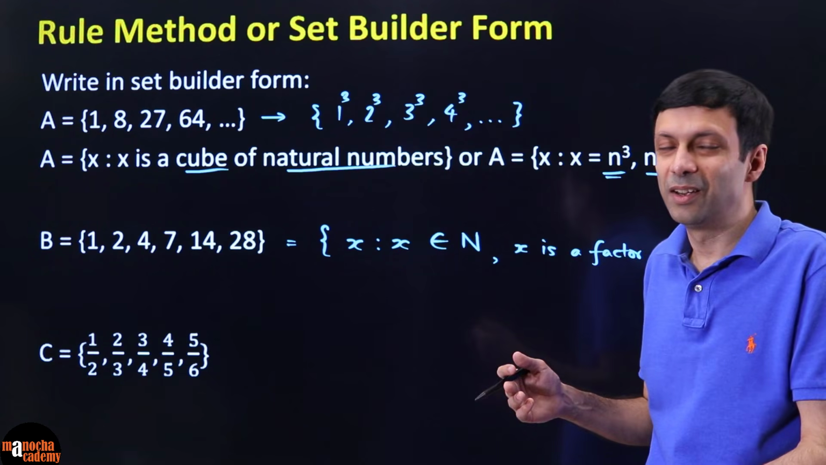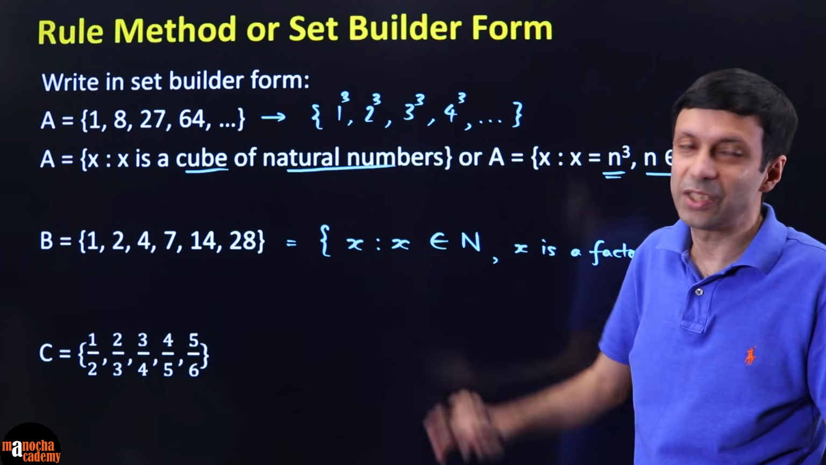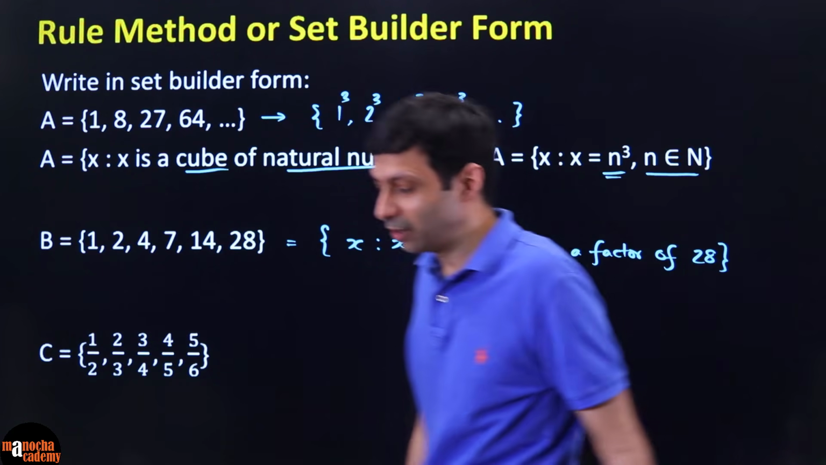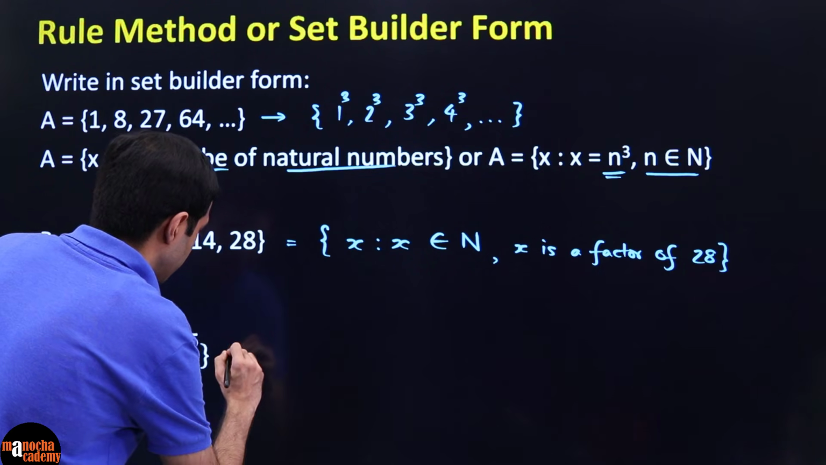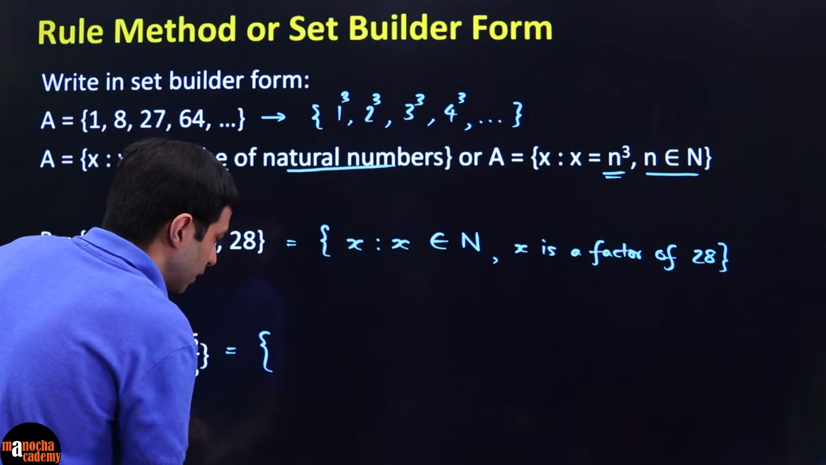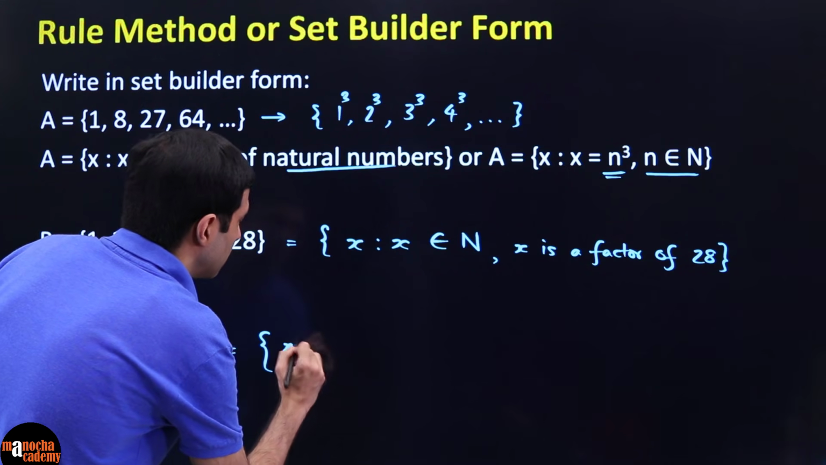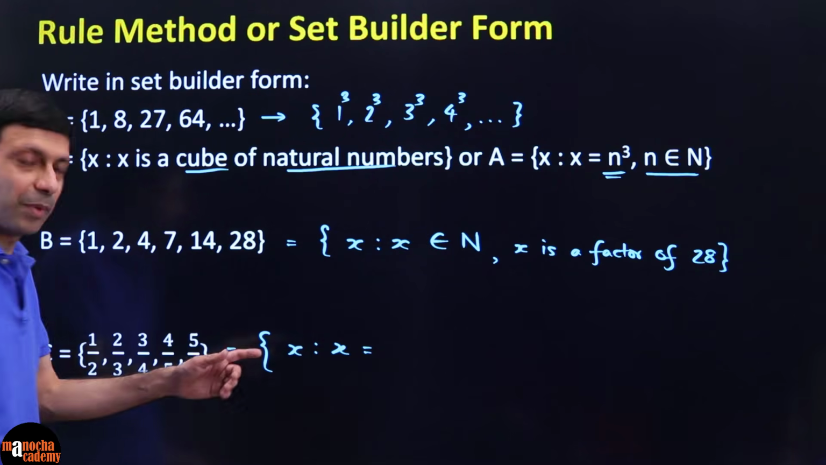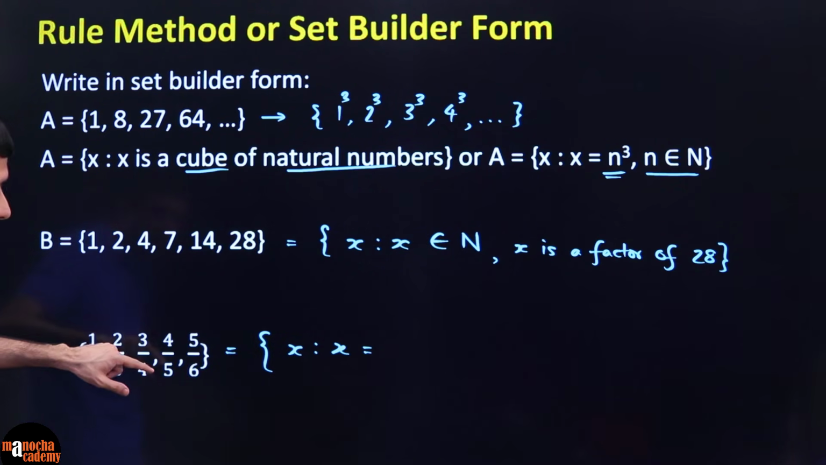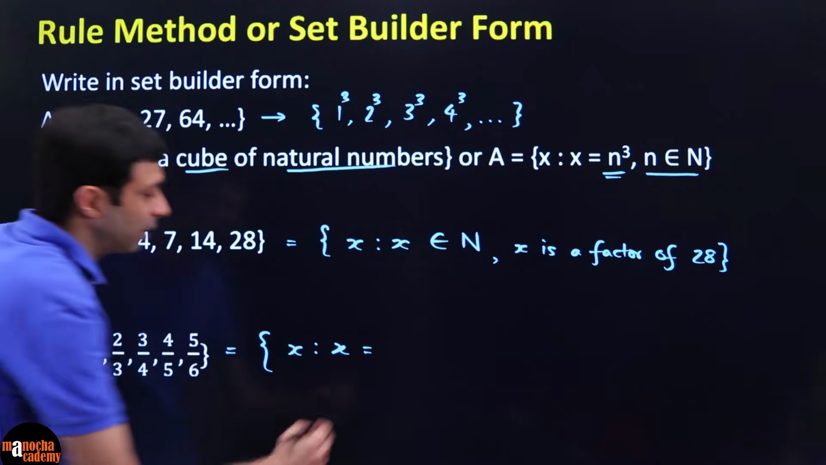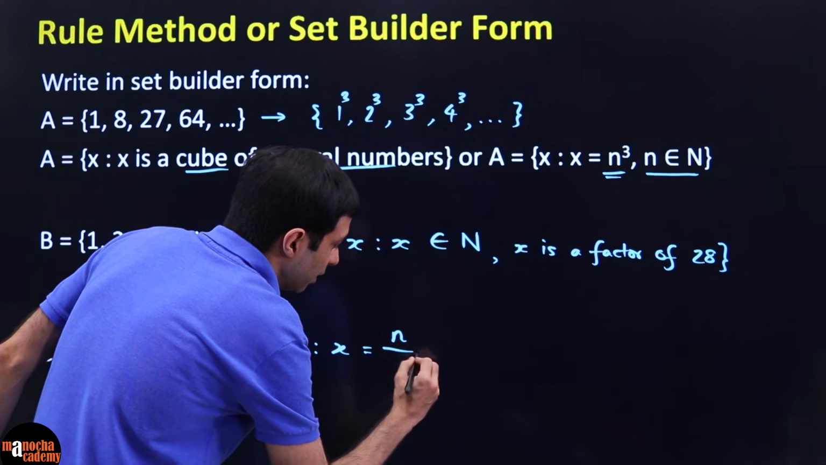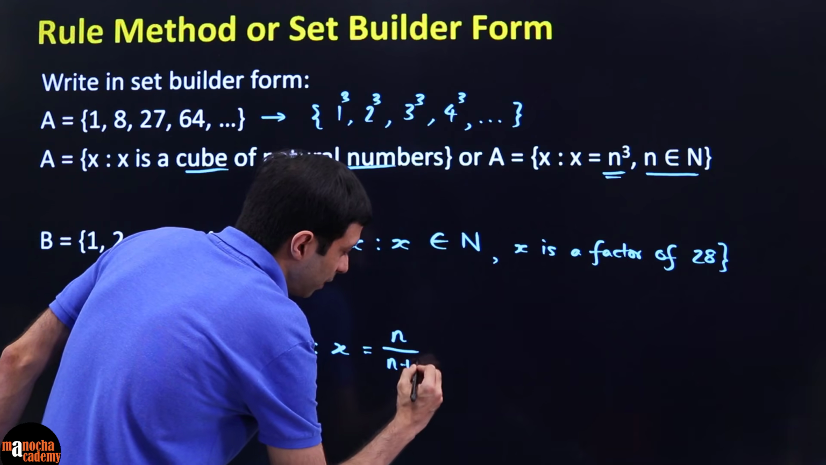We can make a formula here and represent all those fractions. Why don't you try it out? So what we can do here, we can say in set builder form, this is going to look something like this. X such that x equals, every element is what? A fraction, and you can see denominator is 1 plus the numerator. So if I represent numerator by n, denominator is going to be n plus 1.